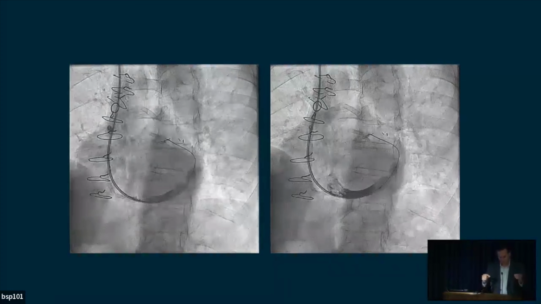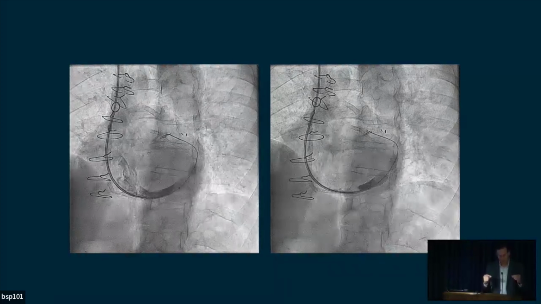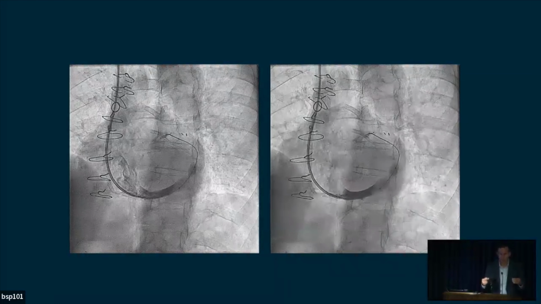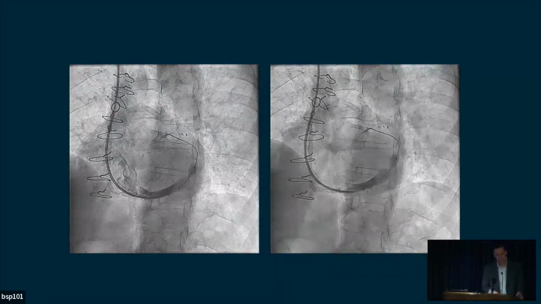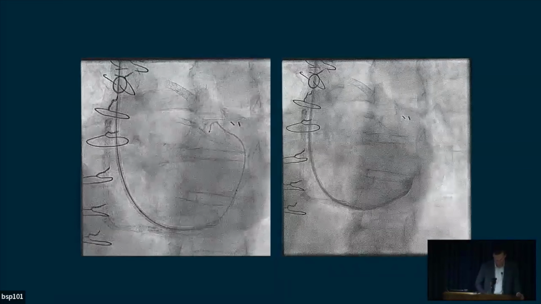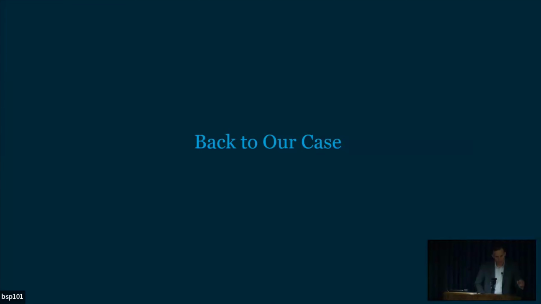This is being evaluated at Washington Hospital Center. We're doing this procedure specifically to see if it can help patients with coronary microvascular dysfunction. This is great because it's just another tool in our toolbox to help these patients. So, back to our original case.